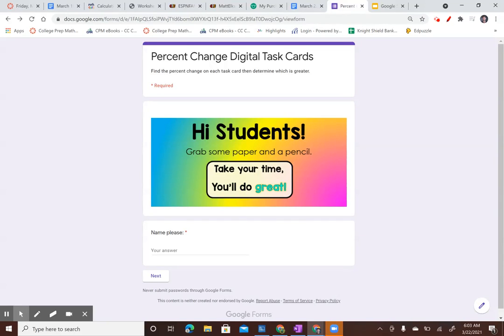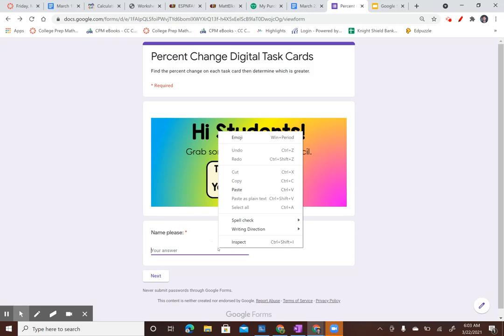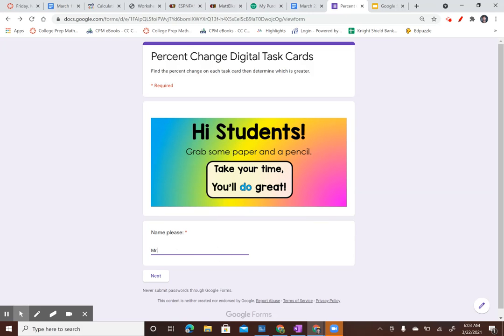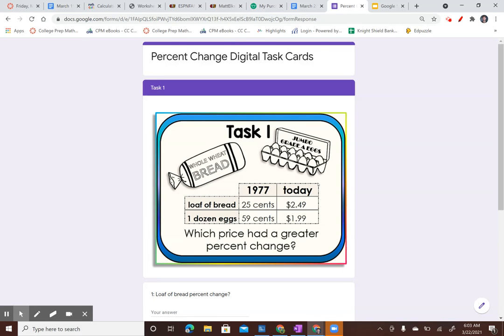All right, so here we're doing an activity on percent change. We're looking at a Google form, and the first thing you're going to do is type in your name. So I would be typing in Mr. Nelson. I click next. And now what you're going to do here is compare the percent change between these two items.